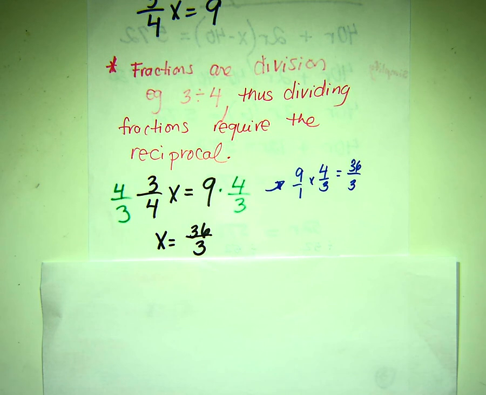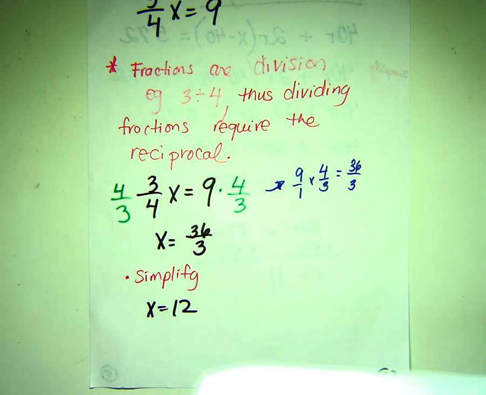Still not quite done yet. Even though some of our answers can be given to you in fraction form, we're going to simplify this. And the way that we simplify is simply by dividing 36 by 3. And our answer is 12.